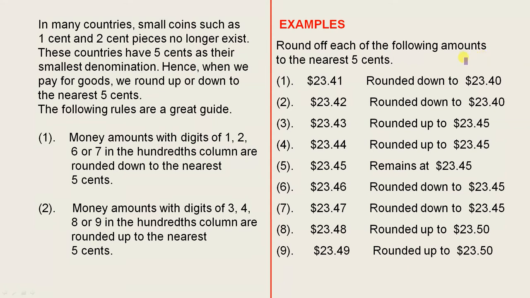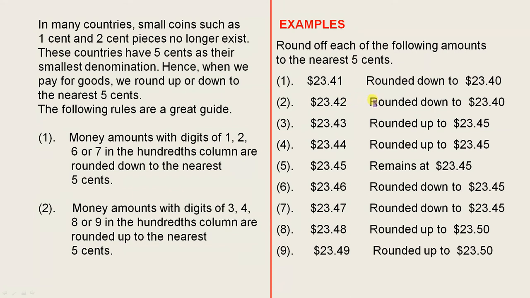Round off each of the following amounts to the nearest 5 cents. Number 1. We have $23.41. Now you'll see there's a 1 in the hundredths column. There it is there, because see that one there? That's the tenths, T-E-N-T-H-S, and that's the hundredths, so there's a 1 there. So the first rule says when you have a 1 there, you round down. So 23.41 is rounded down to 23.40.